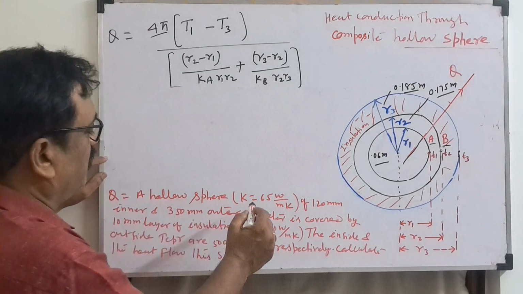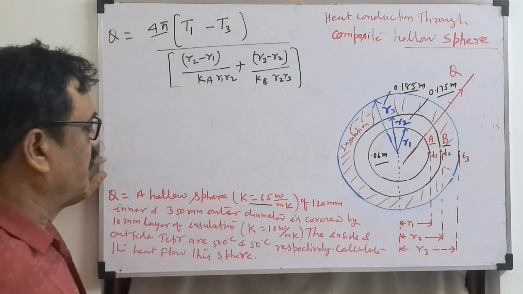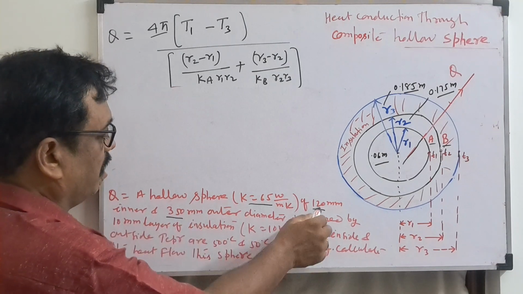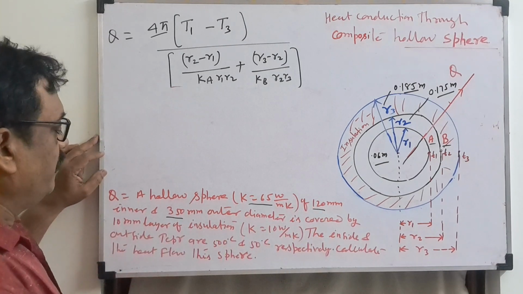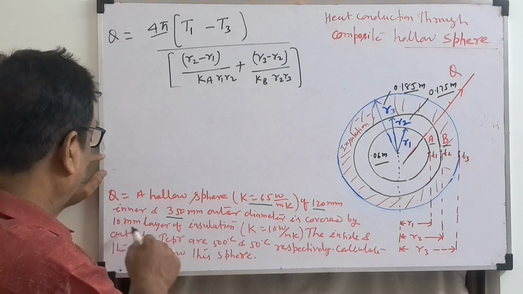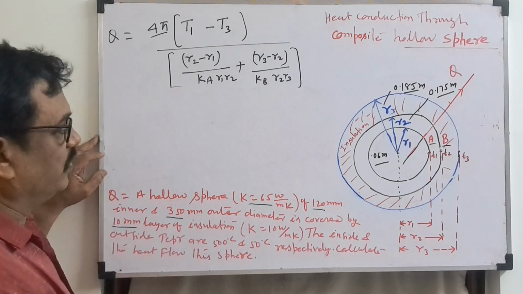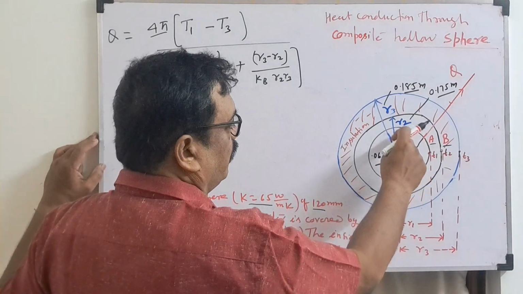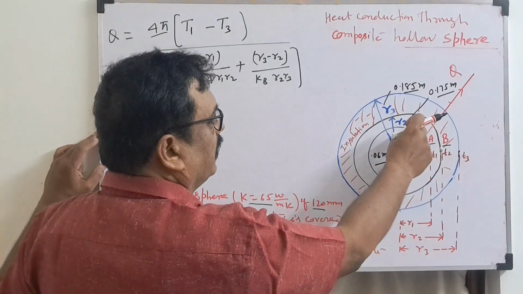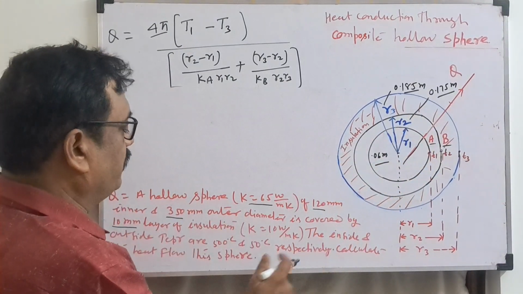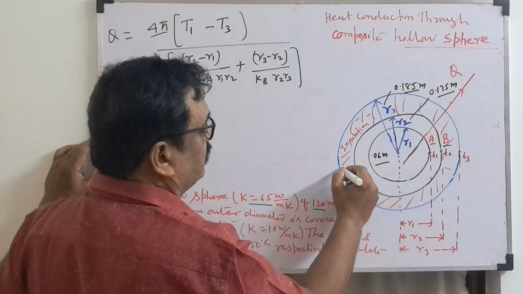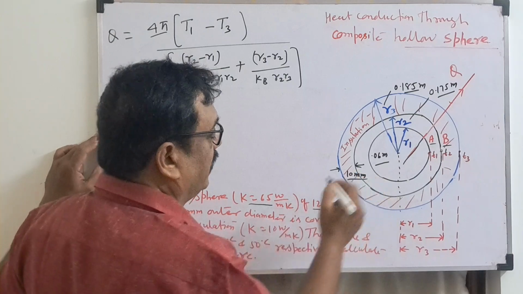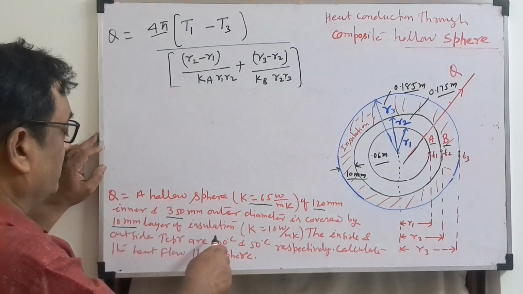A hollow sphere, thermal conductivity given 65, inner and outer diameters they given 120 and 350 mm, covered with a 10 centimeter layer of insulation. So see here, this is the hollow sphere, R1, R2. Thermal conductivity they given 65, and it is covered by insulation. This thickness is 10 mm, covered by the insulation.